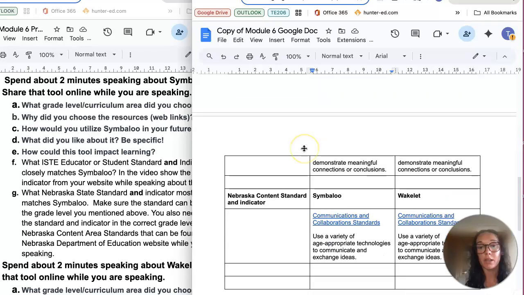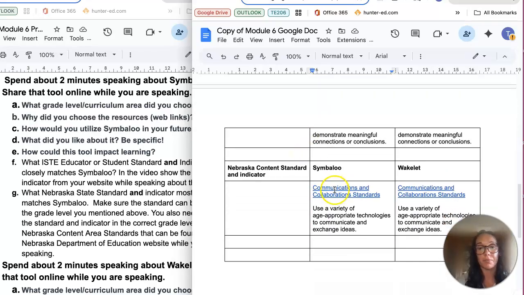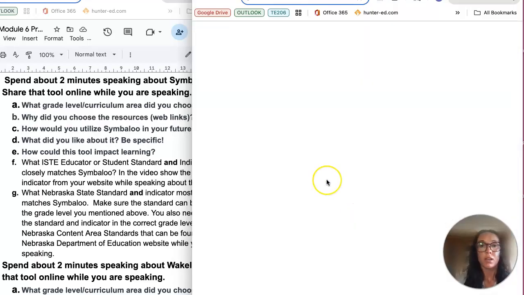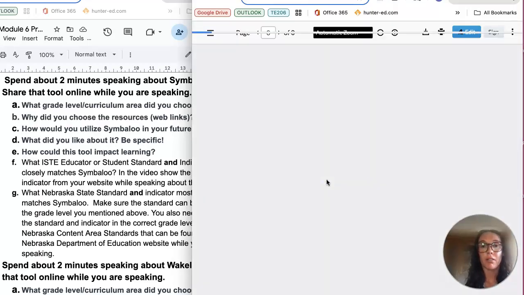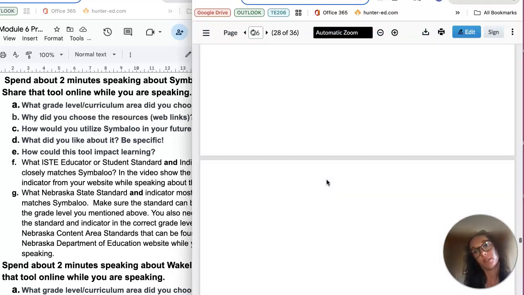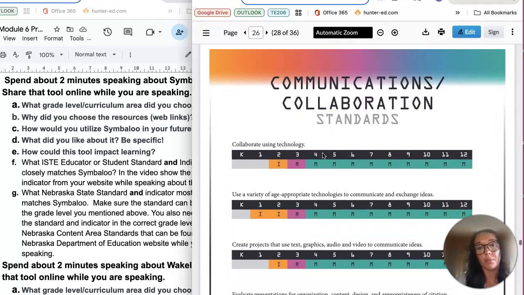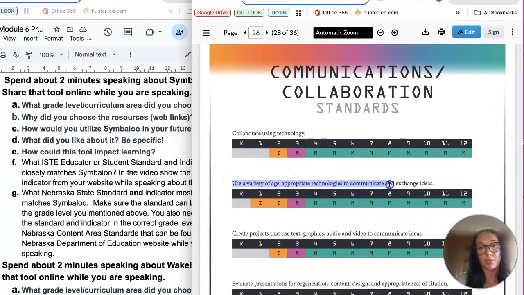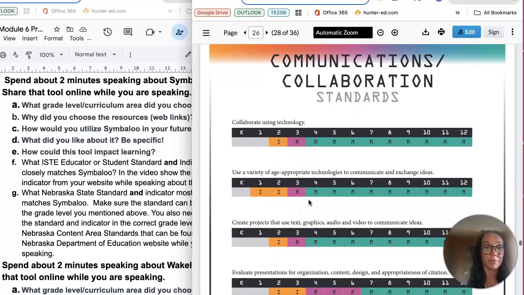And then for the Nebraska State Standard, this was a technology state standard because I didn't really feel like it aligned with any of the ELA or math ones. I said it's using a variety of age-appropriate technologies to communicate and exchange ideas. Just because Symbaloo is all technology and all of the resources are also technology, I thought that fit, and it fits with the third to fourth grade area.